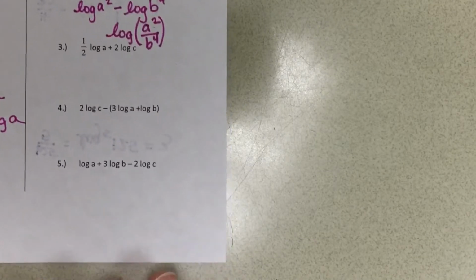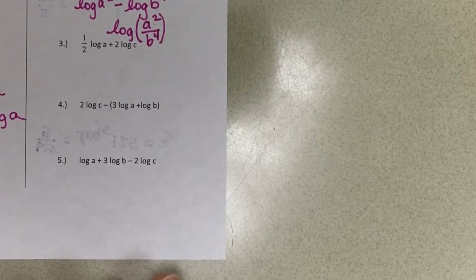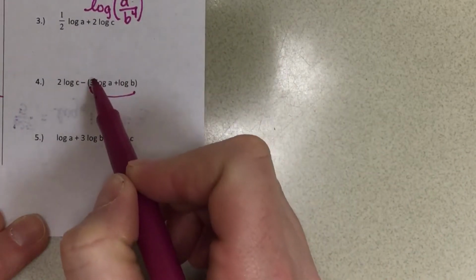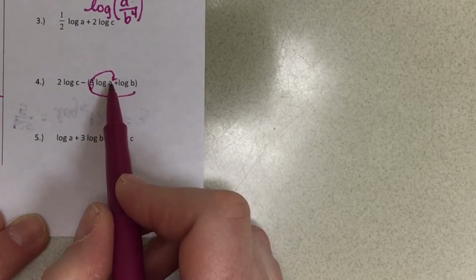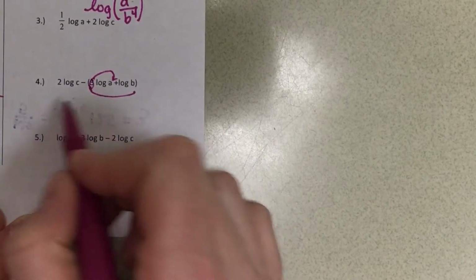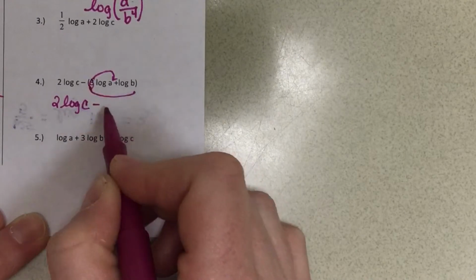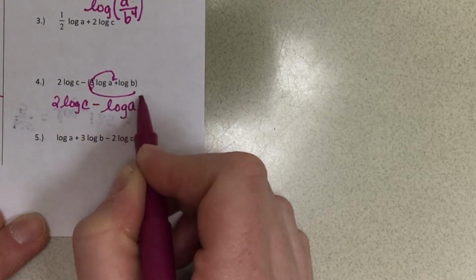And let's take a look at numbers 4 and 5. Now, when you're condensing, if you do not have parentheses indicating what you need to condense first, you guys are going to need to condense from left to right. But here, I have parentheses telling me I need to condense this first. So I know right away that that has to come back as an exponent, and then that I would multiply my a cubed and b. So this becomes 2 log of c minus log of a cubed b.